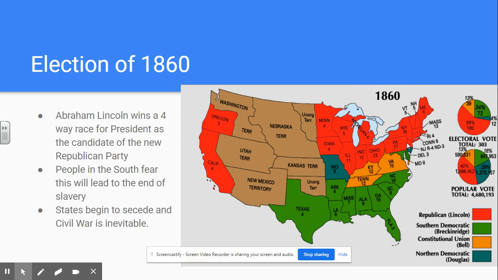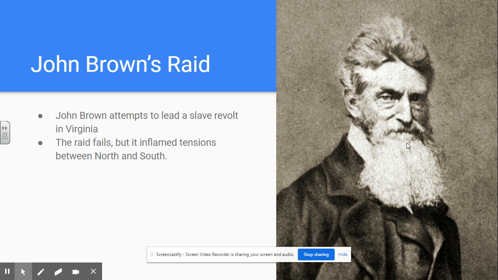But his attempt was looked at in the South as an attempt by the North to use force to end slavery, and he was admired by some in the North who respected his courage to try to stop slavery.